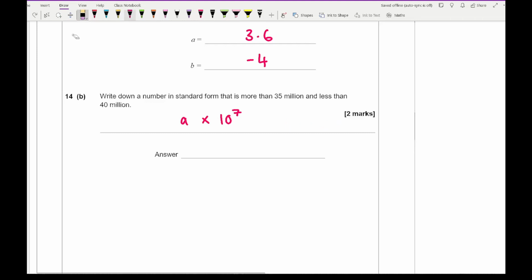Let me just write that again. So a can equal 3.5 to a number to 4. So as long as you pick any number between 3.5 and 4, so let's go for 3.65 times 10 to the power of 7, then that will be good enough for you to get your marks.